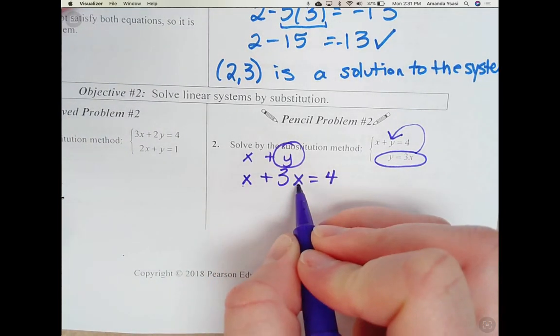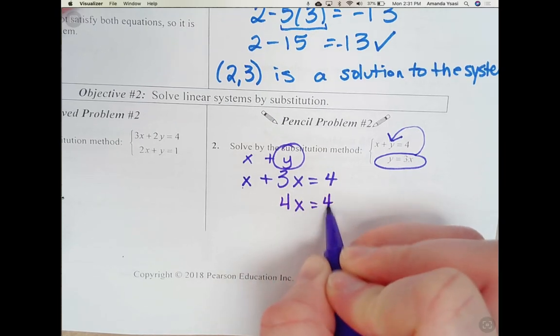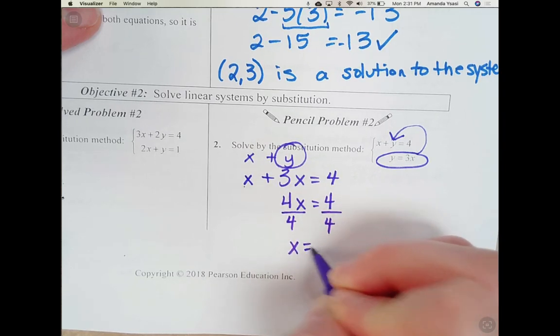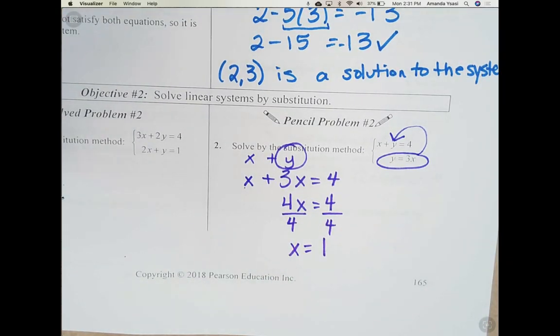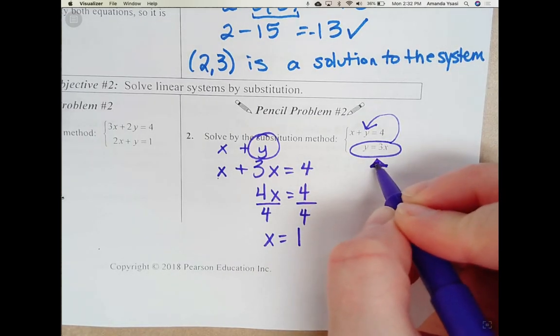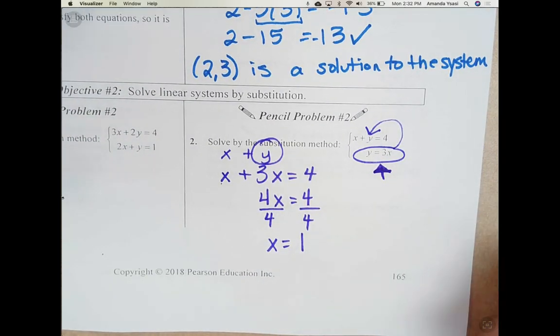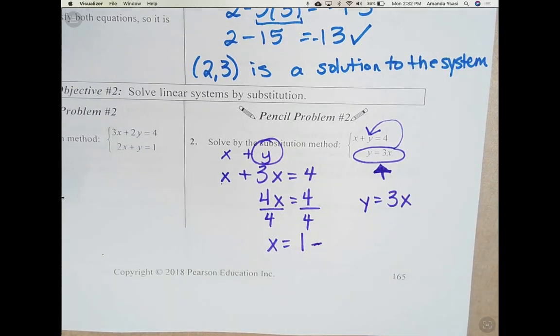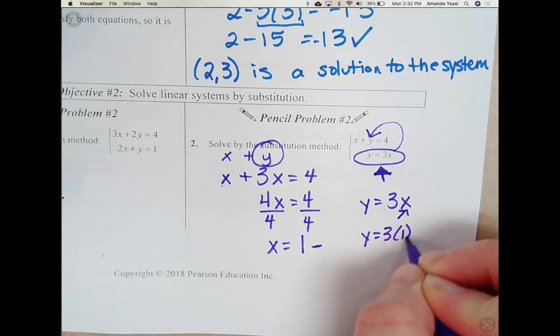So then x plus 3x is 4x equals 4. Then we divide by 4, and x equals 1. But to have a solution to a system, you need to have an x and a y. We only have an x, so in order to get the y, let's use this equation again. You could use the other one if you want, but this one's already solved. I'm going to do y equals 3x. I'm going to substitute in this 1 for the x. So y equals 3 times 1, which just equals 3.